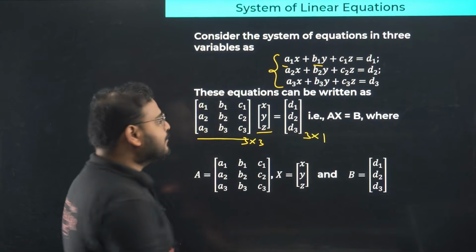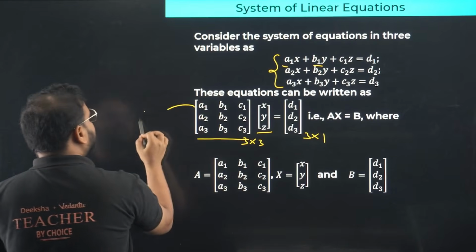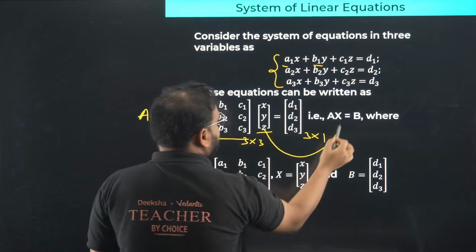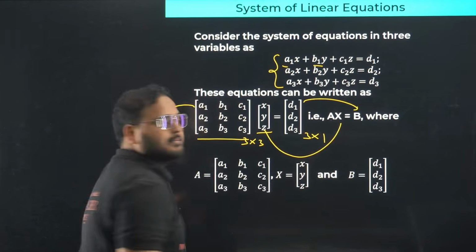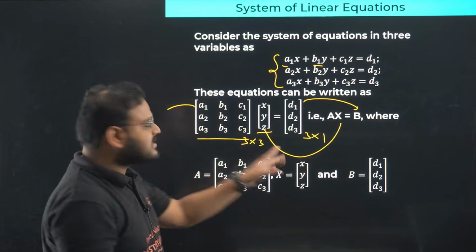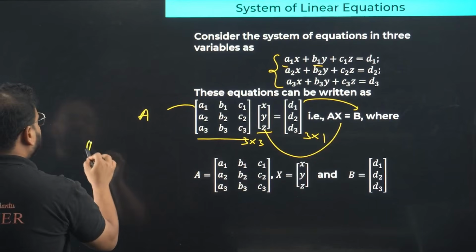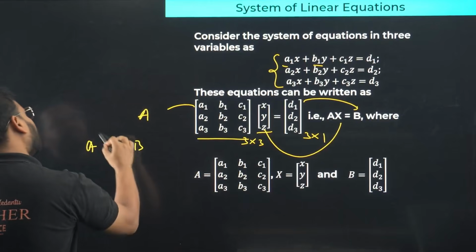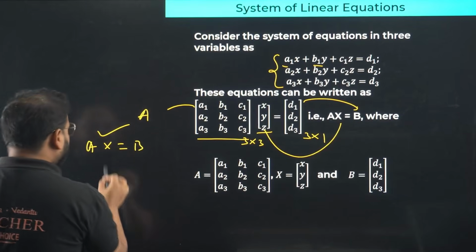The first matrix is called the matrix A, this is called the matrix X, and this is the matrix B. The property is very simple: AX equals B. You want to find the value of XYZ, right? So to find XYZ, what are you going to do?